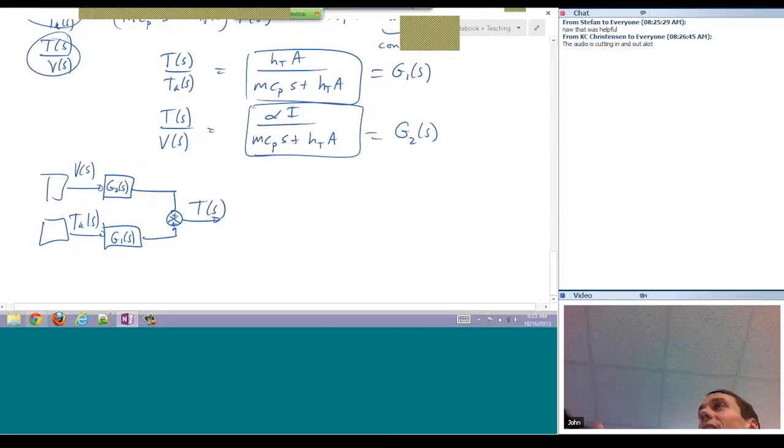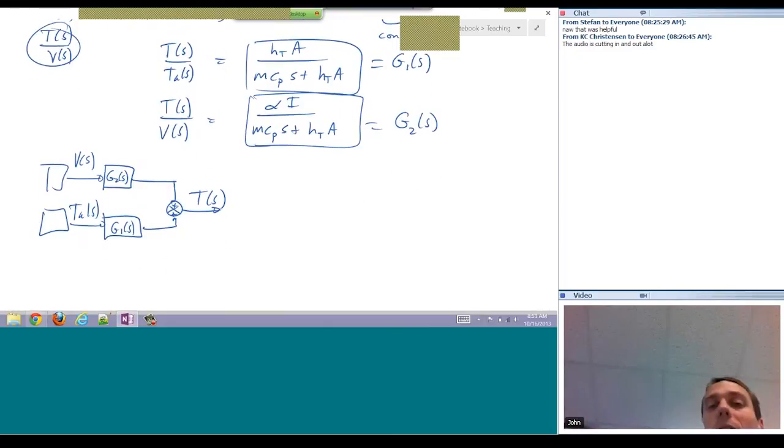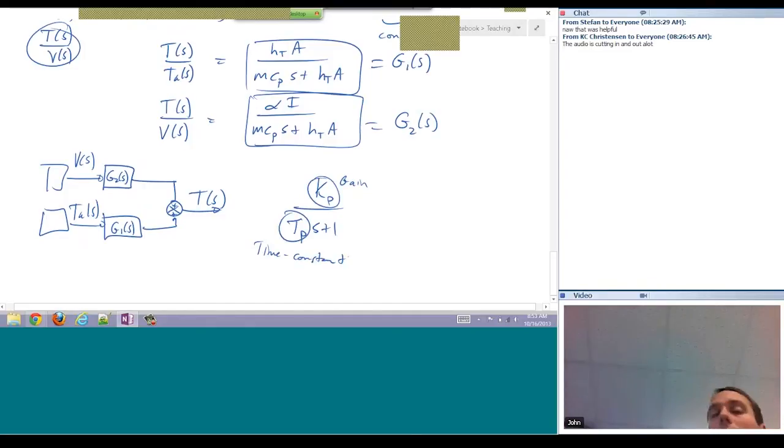Yeah, so let's get that into standard form. T_P s plus 1, that's kind of our standard form. This is our gain, and this is our time constant. Okay, and let's get those into standard form then.